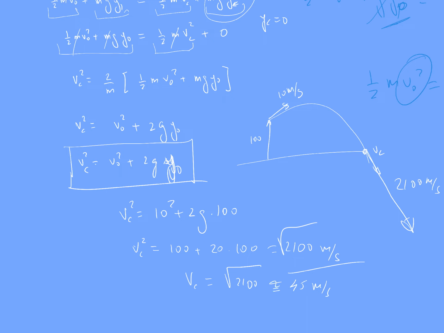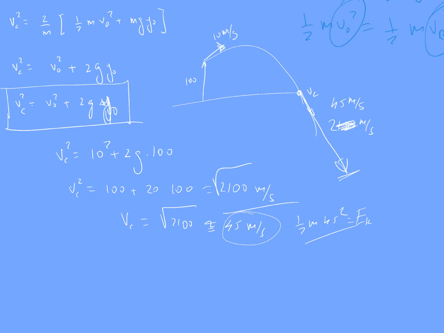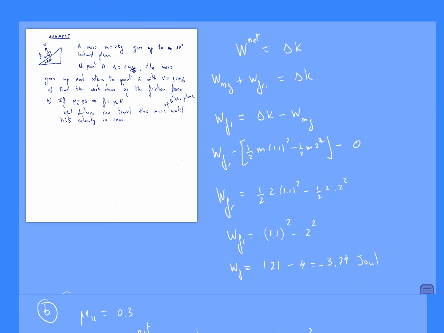So he starts with a velocity of 10 meters per second in this direction, and he ends with a velocity of 45 meters per second in the tangent direction of the trajectory. The amount of kinetic energy is 1/2 m 45 squared. This is the kinetic energy at the point C, and the potential energy at the point C is 0 because with respect to the floor, the potential energy is 0. If there is something else, yes.